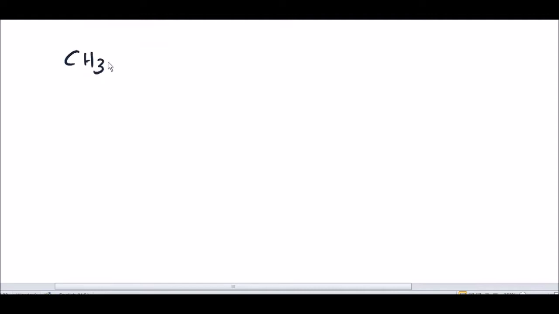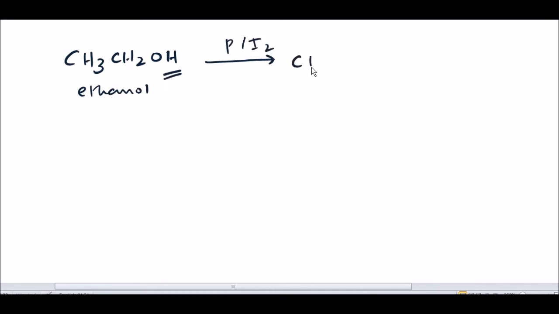It's a primary alcohol, CH3CH2OH. And we know that it is ethanol, ethyl alcohol, primary in its nature. First step, on treatment with phosphorus and iodine, the OH can be replaced by iodine so that we can have CH3CH2I. The compound formed is called ethyl iodide, also known as iodoethane.